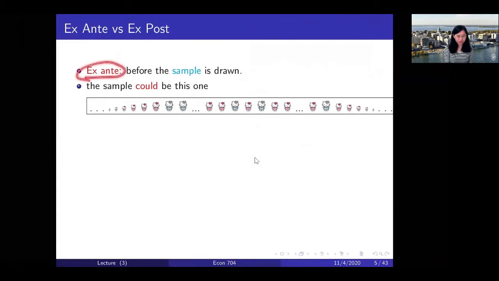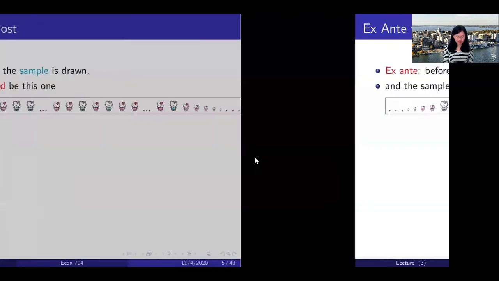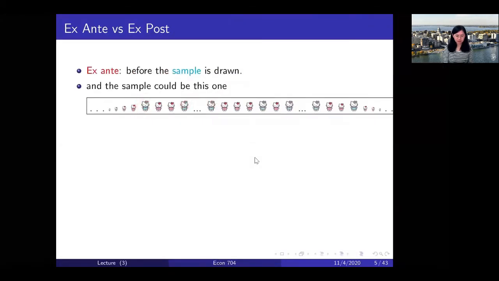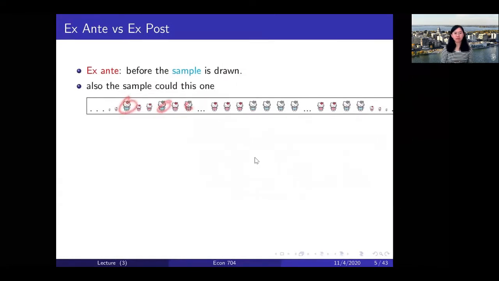The ex ante point of view is before the sample is drawn. This is the population of Hello Kitties. Before the sample is drawn, we don't know whether the sample is this one or a different one or even a different one, right? We do not know what the sample is. And from that point of view, the sample is a random thing.